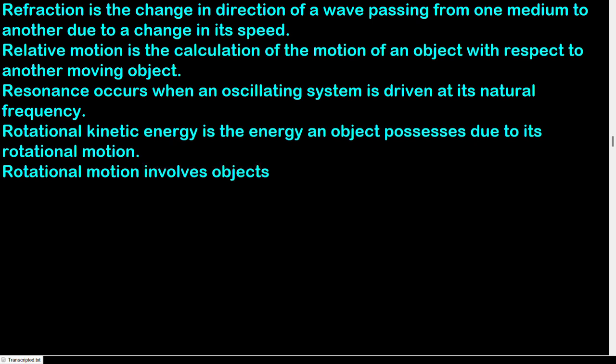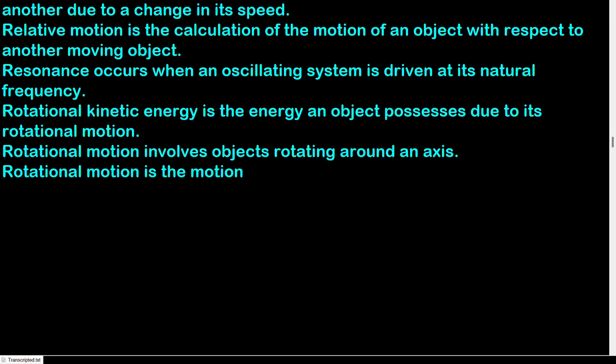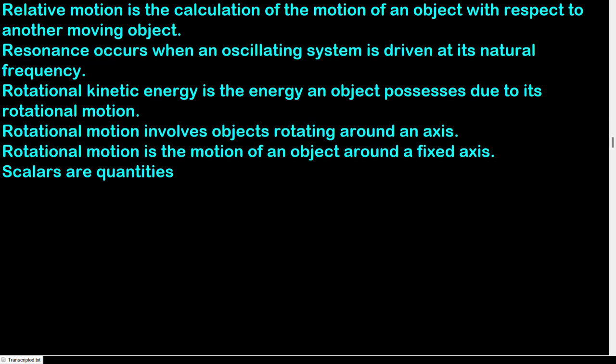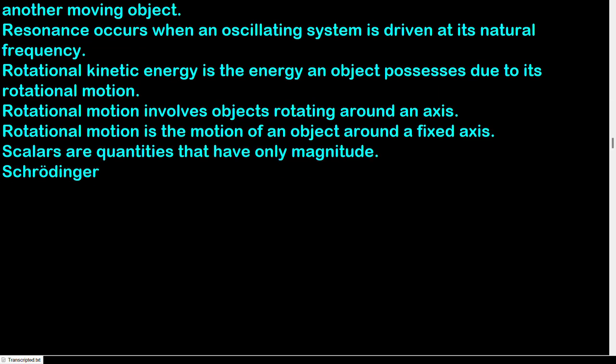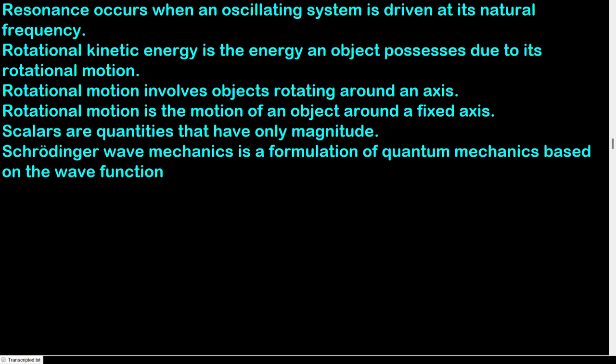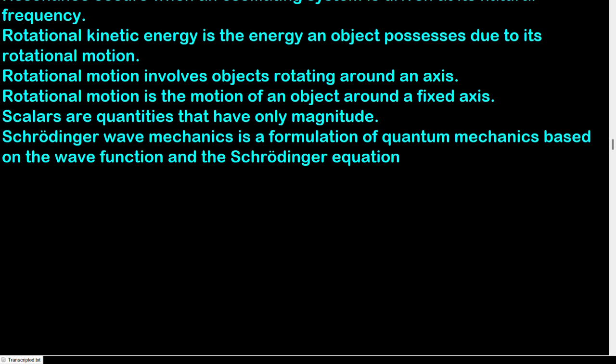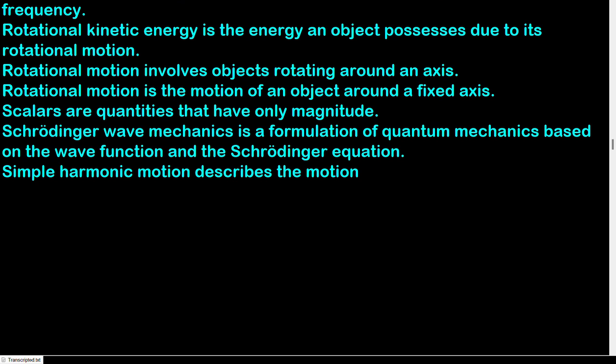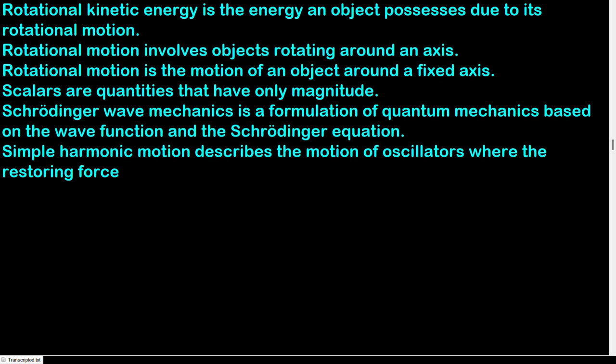Rotational motion involves objects rotating around an axis. Rotational motion is the motion of an object around a fixed axis. Scalars are quantities that have only magnitude. Schrödinger wave mechanics is a formulation of quantum mechanics based on the wave function and the Schrödinger equation. Simple harmonic motion describes the motion of oscillators where the restoring force is directly proportional to the displacement.